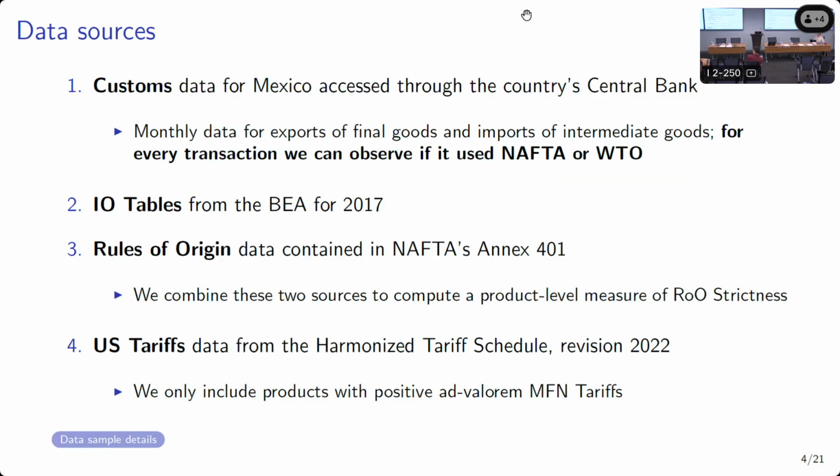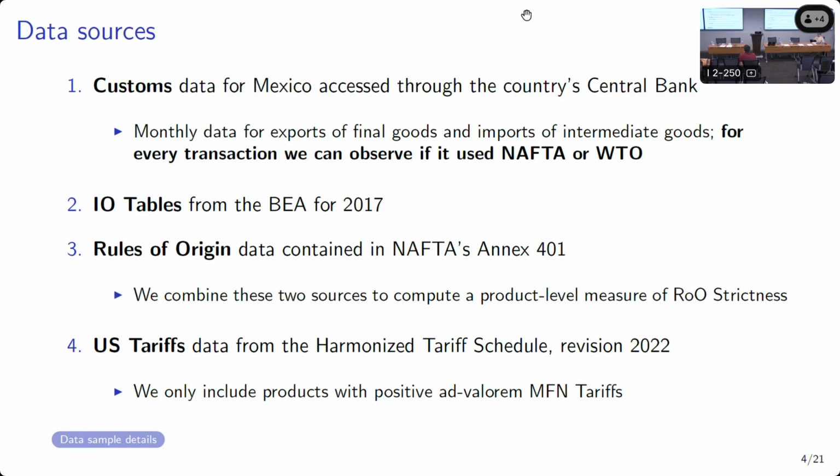Okay, the second data source is IO tables from the BEA for 2017, which basically are going to tell me a car is made of, let's say, 60% plastic, 40% steel. That's what I use that data for. The third data source are the rules of origin in the NAFTA agreement. This data comes from the Paula Conconi and coauthors paper, which are basically going to tell me, whenever you export a car to the United States, you can source the plastic from anywhere in the world, but you have to source the steel exclusively from North American countries, okay?